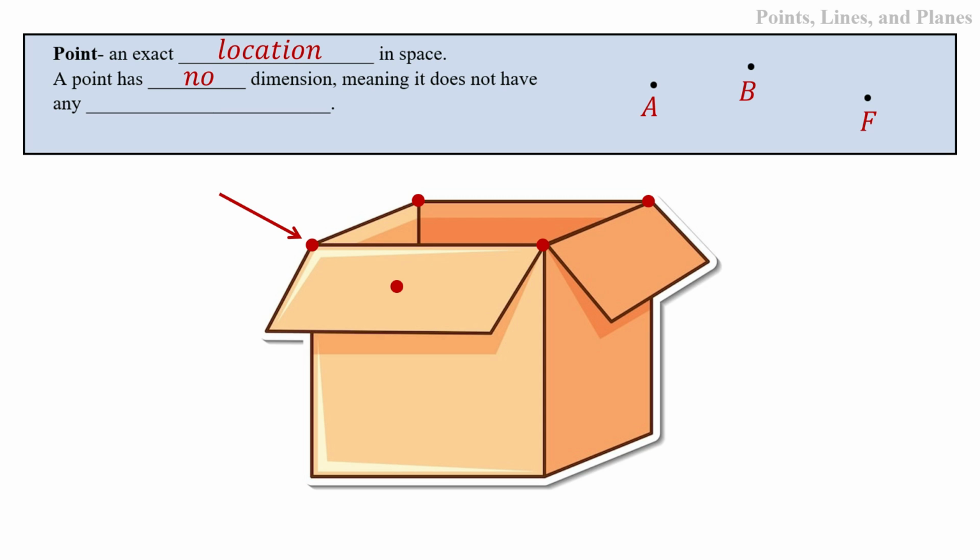A point has no dimension, and we talked a little bit about dimension earlier, but now I'm going to go into more detail. So no dimension means that it does not have any measurement.